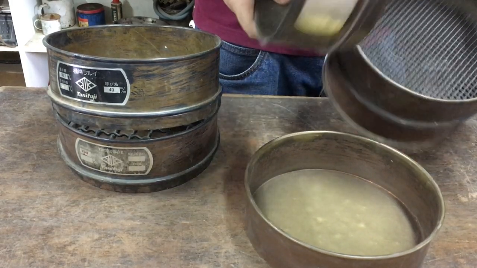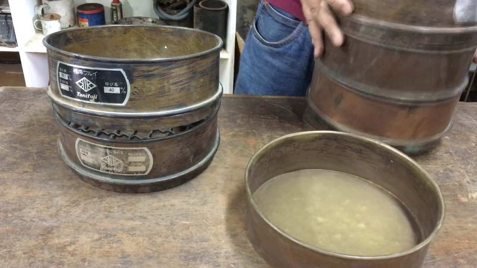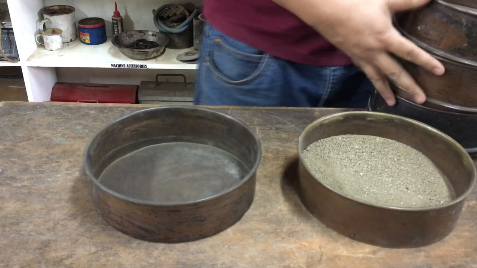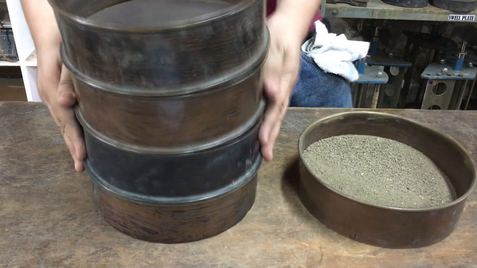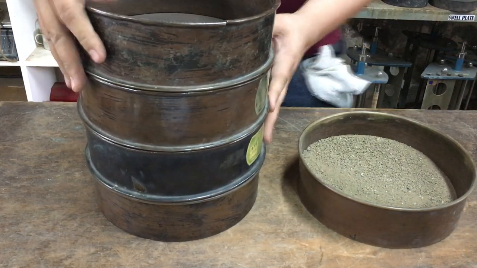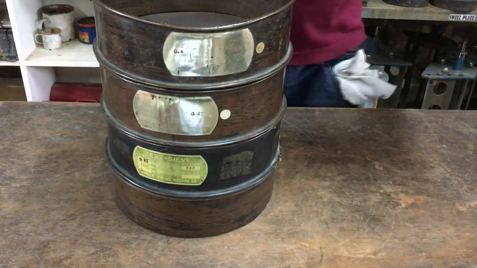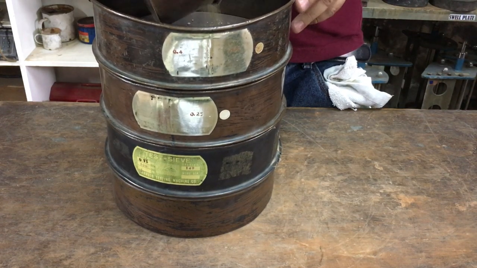To begin the dry sieving method, first prepare the sieves. This is the list of the sieve openings needed. Stack the sieves together, arranged from the largest opening at the top and progressively smaller openings to the bottom, with the pan at the bottom. Place the soil on the top sieve and cover.